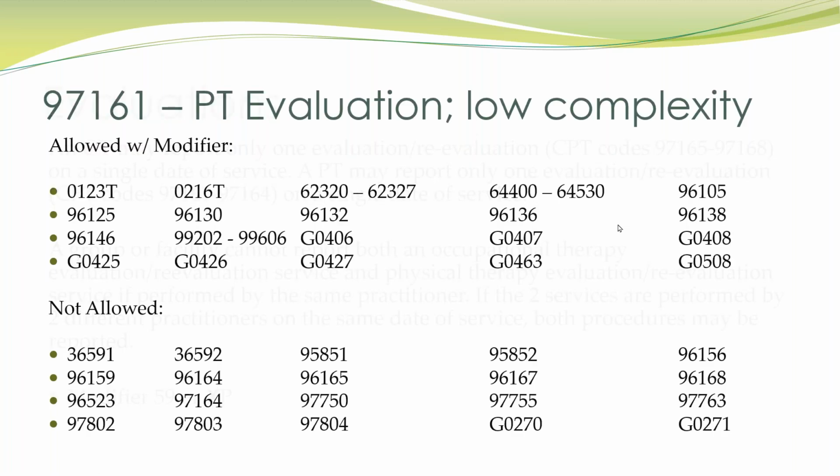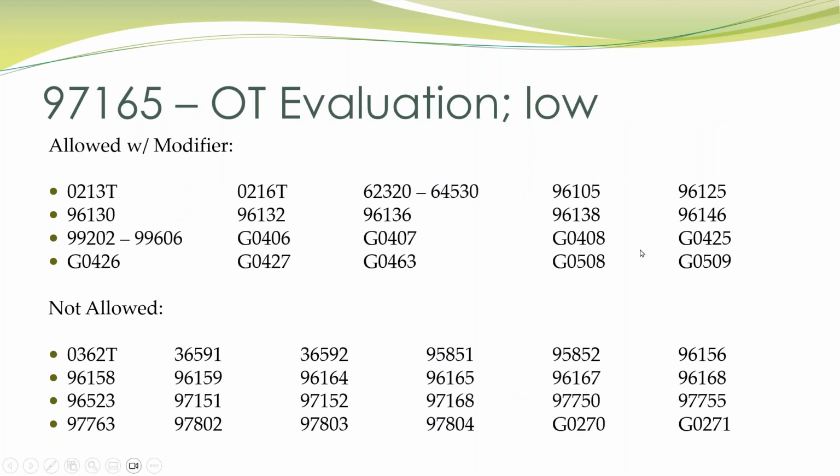We'll get to that. So this is kind of how I put these things together, where you say, okay, you have your main code 97161, and then what codes are allowed with a modifier and what codes are not allowed. So you'll see other assessment codes here, reevaluation codes that you can't bill even if you use a modifier 59 or the X modifiers, you can't use that. So again, same thing with the OT evaluation, and these are the same with the medium and high as well. Same again, the assessment codes that you can't bill with.